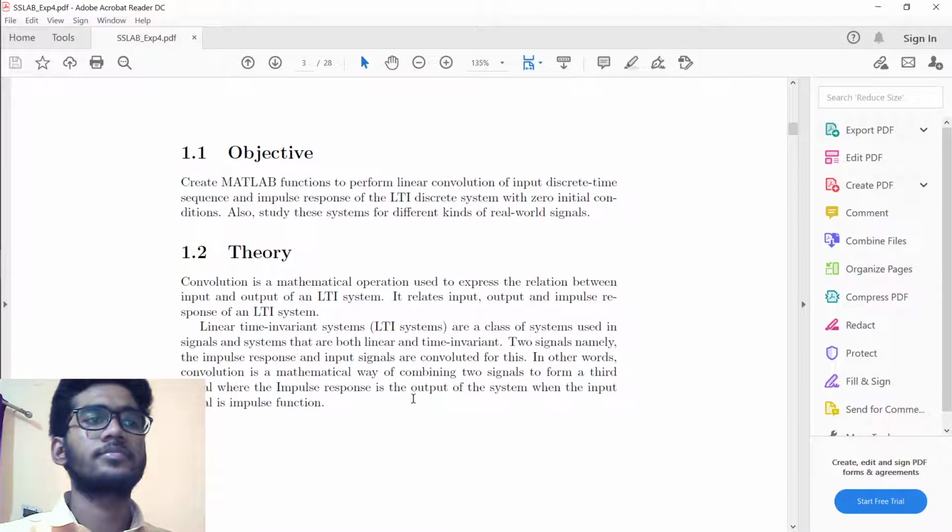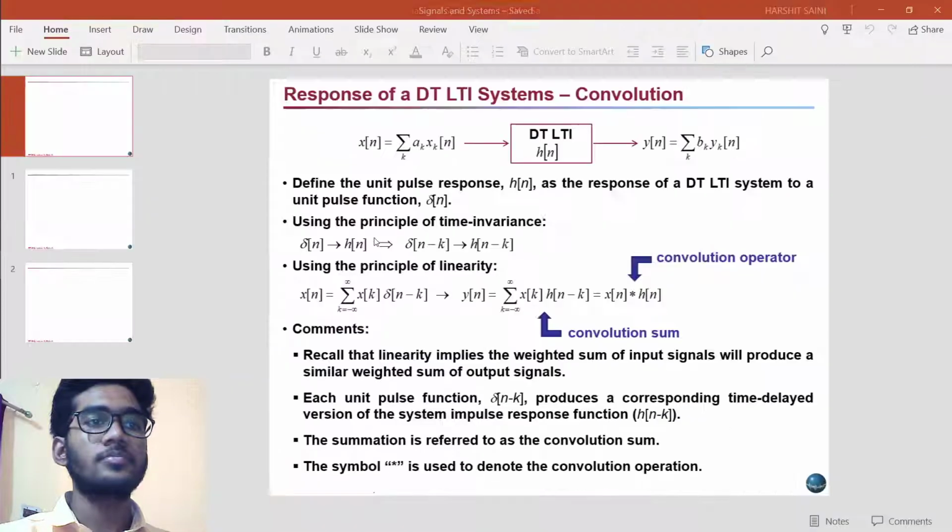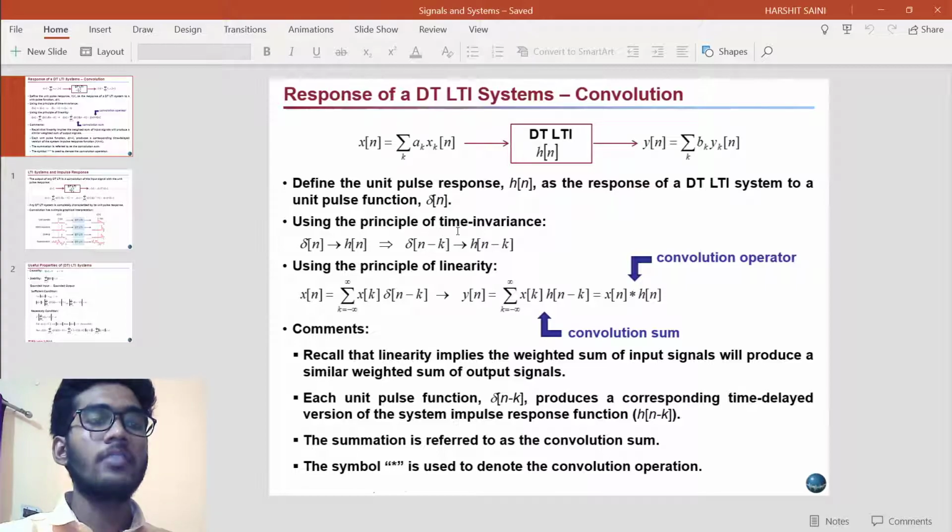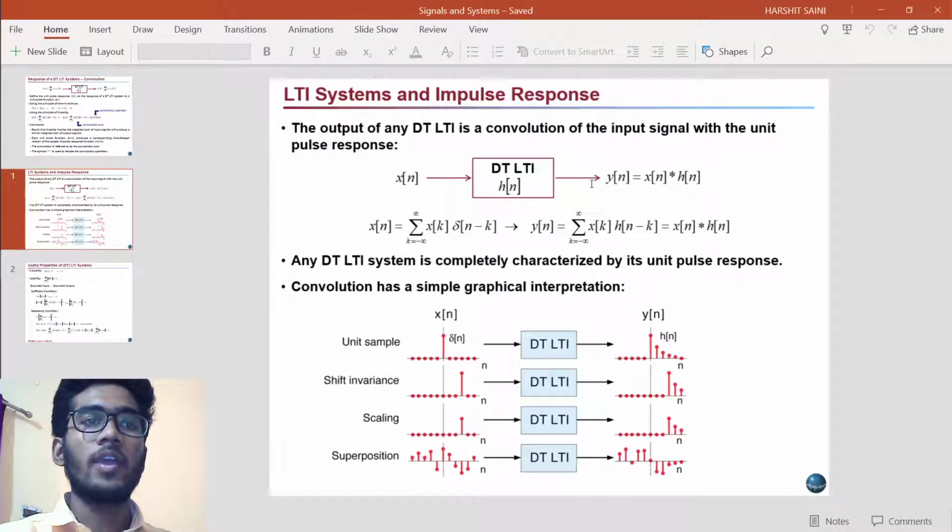Coming to convolution. Convolution is a mathematical operation used to express the relation between input and output of an LTI system. It relates the input, output, and impulse response of an LTI system, which we will see now. Here, we use the time invariance and linearity property to get our output, which is y[n] equals x[n] convolved with h[n], given by the summation of k from minus infinity to infinity of x[k] h[n minus k], where x is our input signal and h is our unit impulse response shifted by k units.